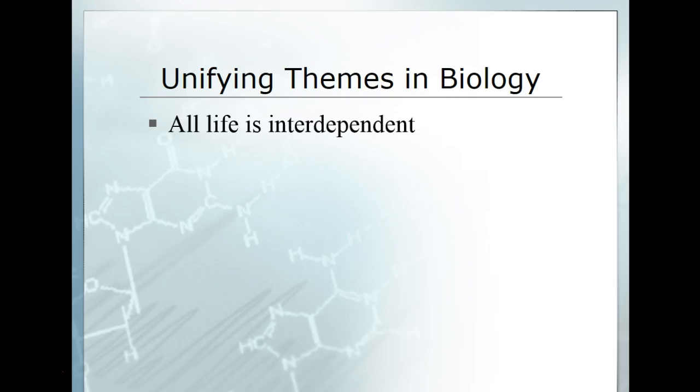Those unifying themes in biology that you're going to see over and over in this class: first, all life is interdependent. What does that mean? It means that all life depends on every other form of life, and all life depends on all the non-living things that interact with those living things, like oxygen, carbon dioxide, sulfur, water, and carbon. These things are non-living, but they're vital in the interdependency of life, which is biology. Next is matter and energy, and how matter and energy cycle through ecosystems and through organisms.